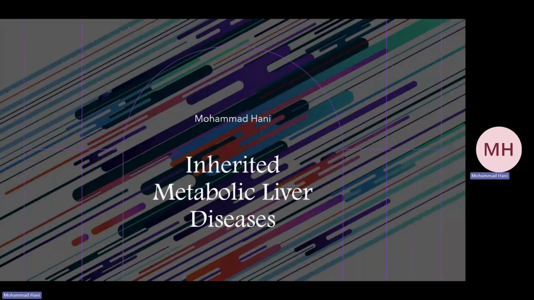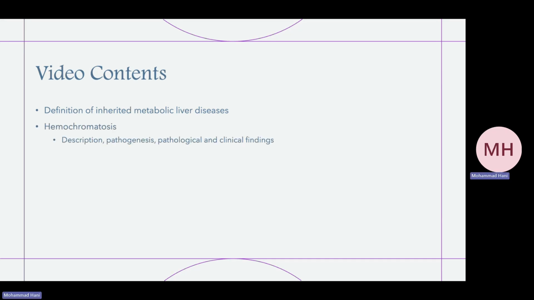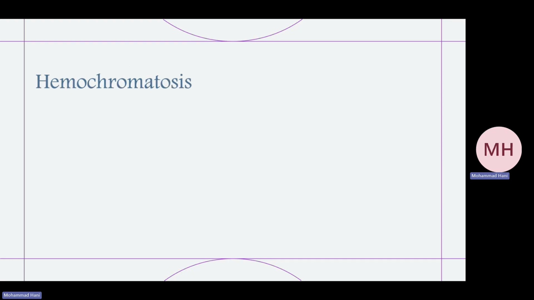Hi guys, in this video we'll be discussing inherited metabolic liver diseases, and the contents include the overall definition of inherited metabolic liver diseases, which are hemochromatosis, Wilson's disease, and alpha-1 antitrypsin deficiency. And for each of them, we're going to go over the description of the disease, the pathogenesis, and the relevant pathological and clinical findings. So, starting off with hemochromatosis.